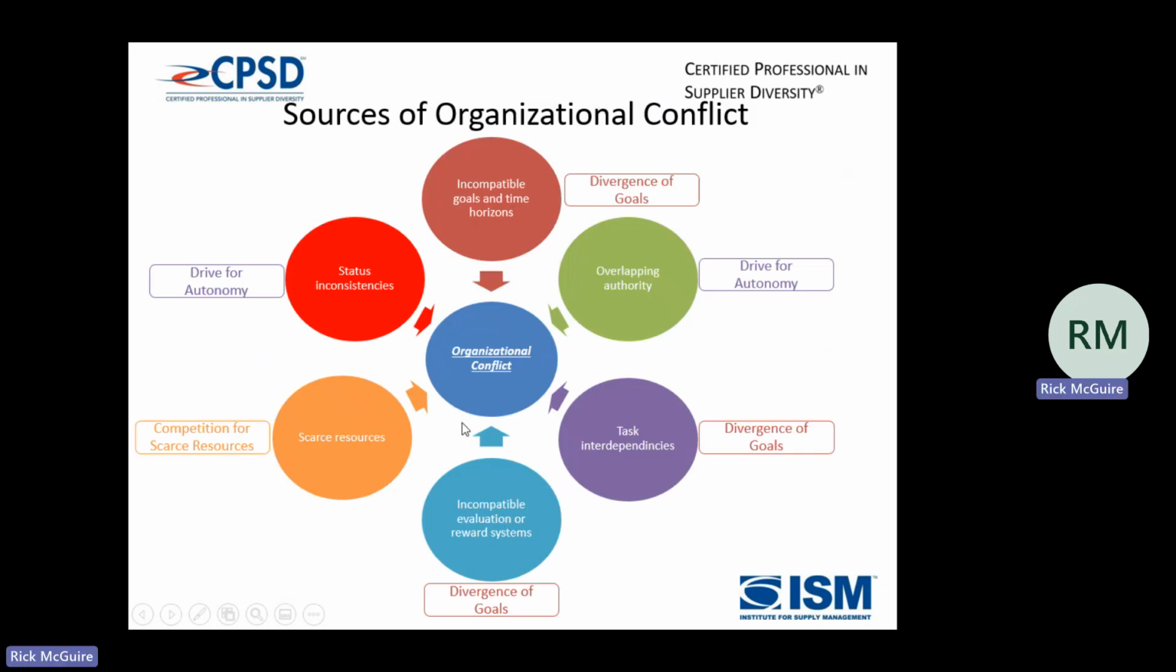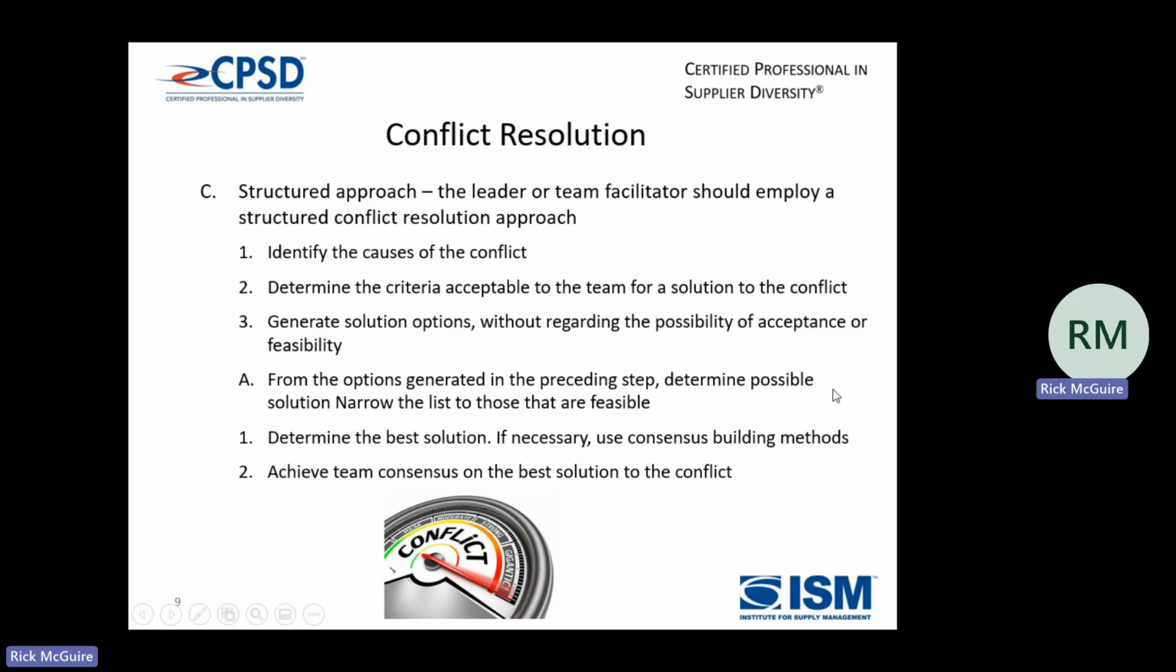Sources of organizational conflict. So you've got divergence of goals, or incompatible goals and time horizons, drive for autonomy, overlapping authority, task interdependencies, incompatible evaluation and reward systems. So we've got a few of them there for divergence of goals, competition for scarce resources within the company, and drive for autonomy, status inconsistencies. All these can lead to organizational conflict.